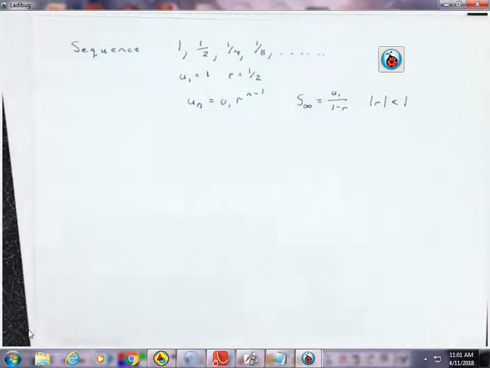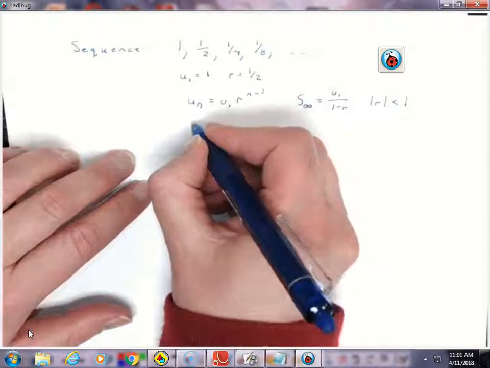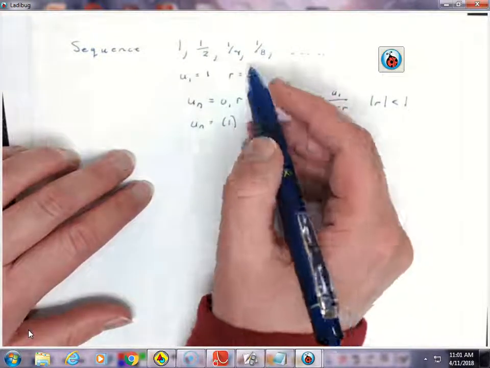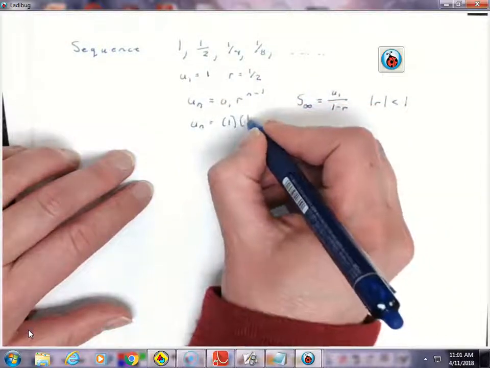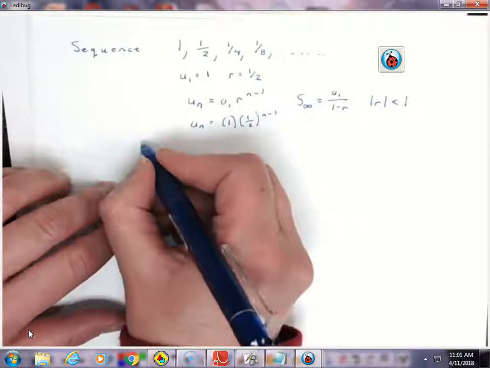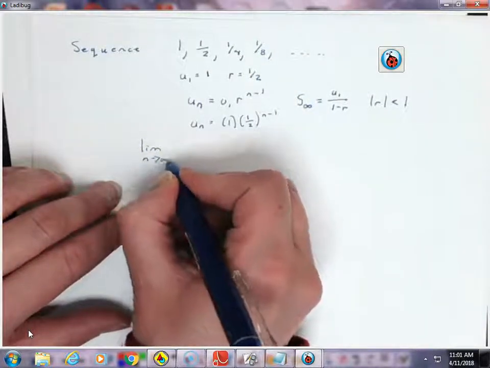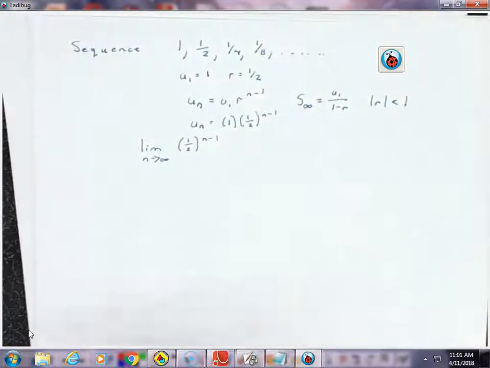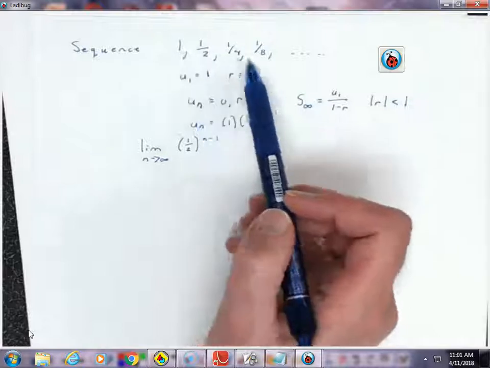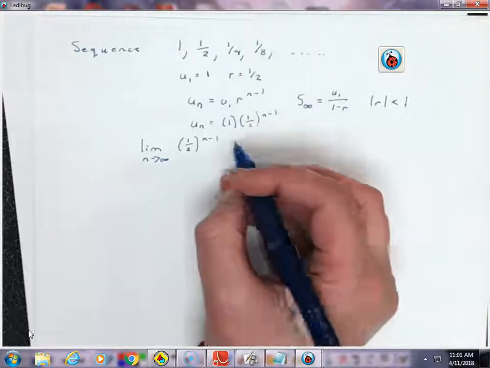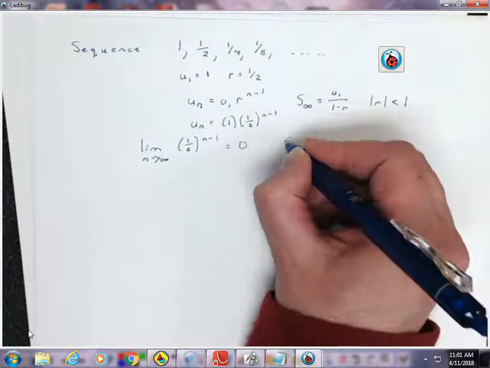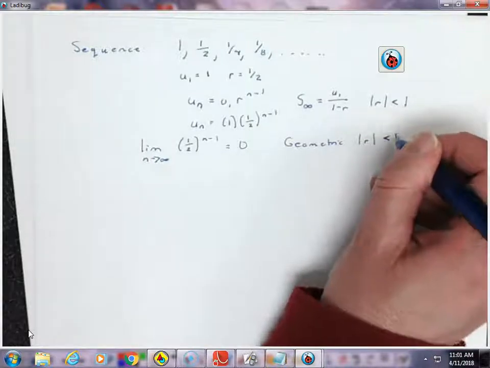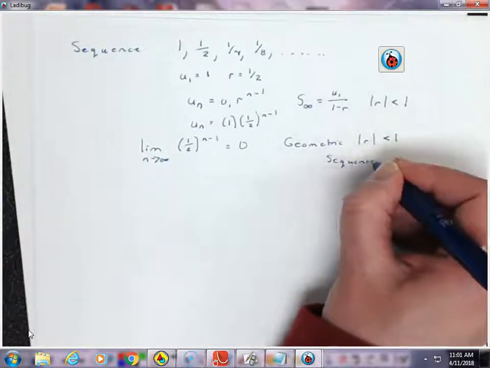We can write a formula for this particular sequence: u sub 1, the first term, times the common ratio, what you're multiplying by each time, which is 1/2, to the n minus 1. If you want to figure out if the sequence converges, you can just find the limit as n approaches infinity of that sequence. You're just trying to see whether it is going towards one particular value. This one is going to 0, because if you are geometric with the absolute value of your common ratio less than 1, the sequence converges to 0.